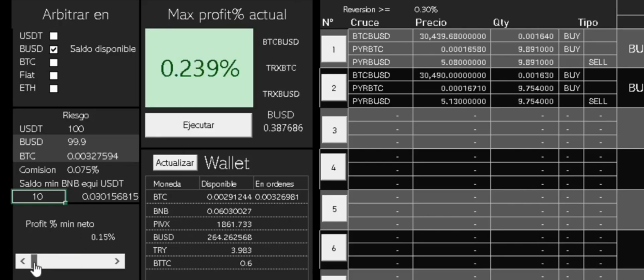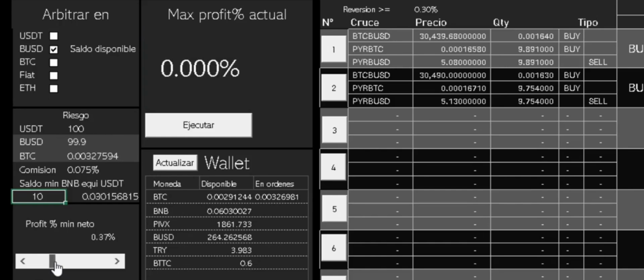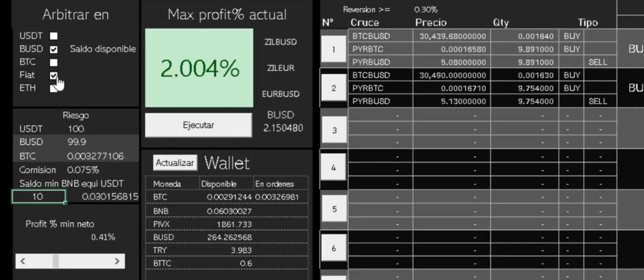If suddenly I mark ETH or fiat, then possibly we will see quite high opportunities, as in this case with the euro. At this point we have almost 2%. With an equivalent of 100 USDT, in this triangulation we would be accumulating 2 BUSDT. I repeat, usually with fiat currencies the risk is a little higher due to lack of liquidity. Then we return, and here is the minimum profit panel that I hope to have.